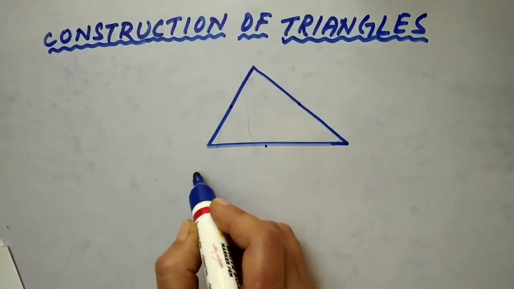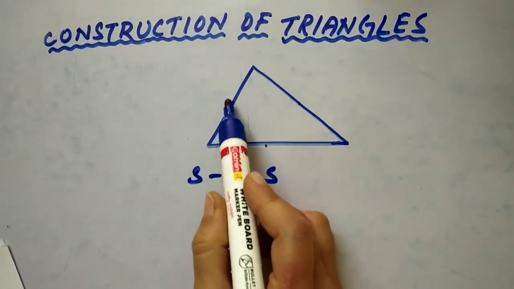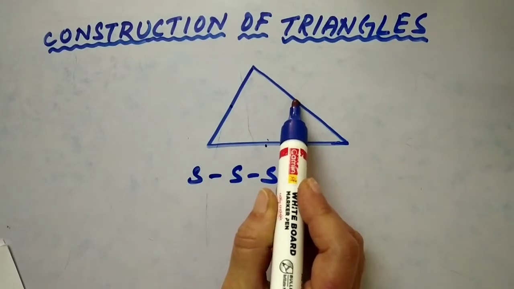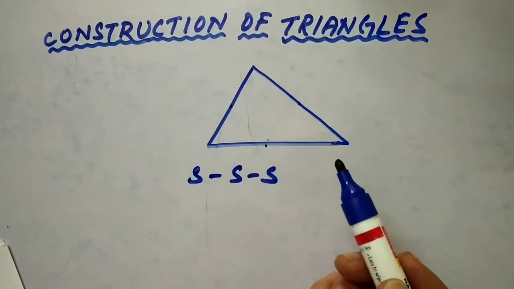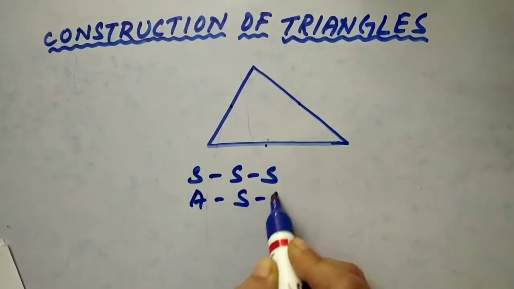What are those criteria? First criteria is SSS. That means if all the 3 sides are given, the length of the 3 sides are given, then we can construct one triangle. Then ASA.